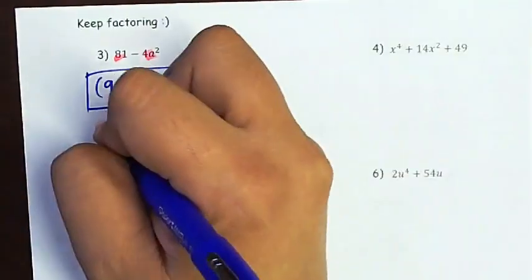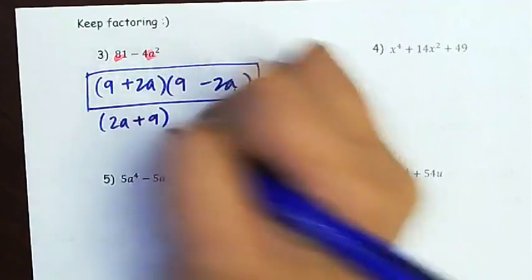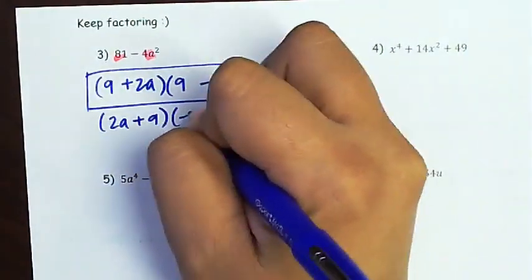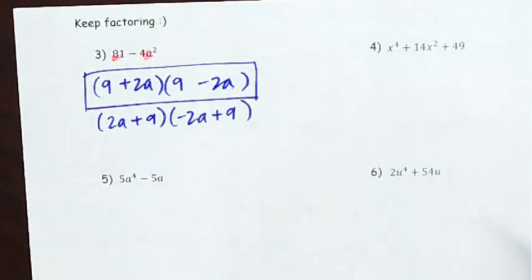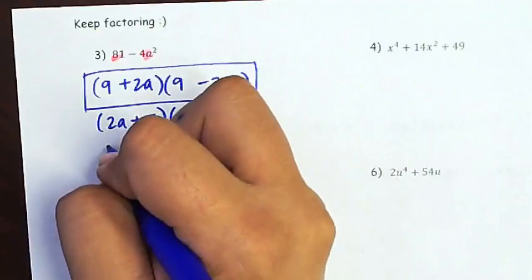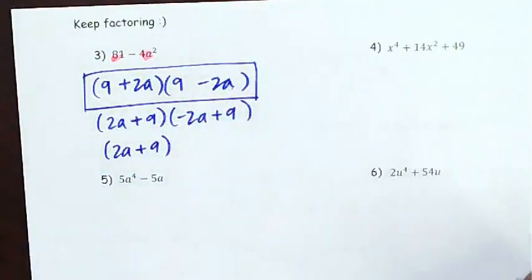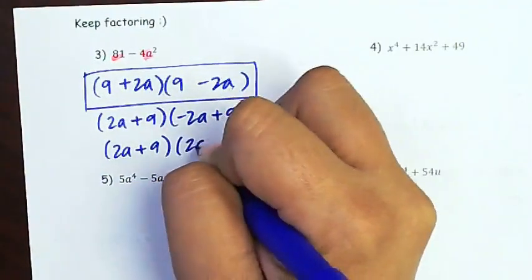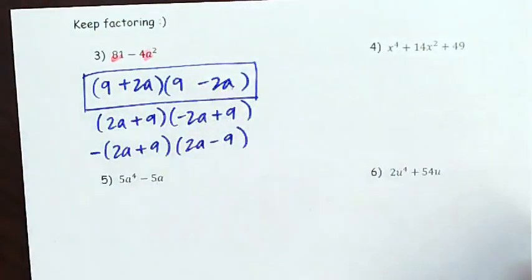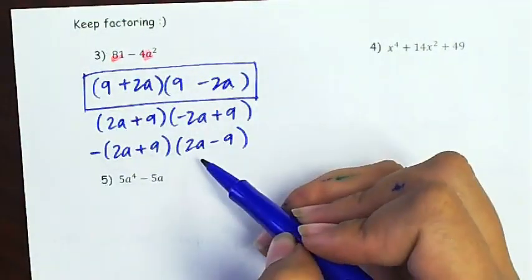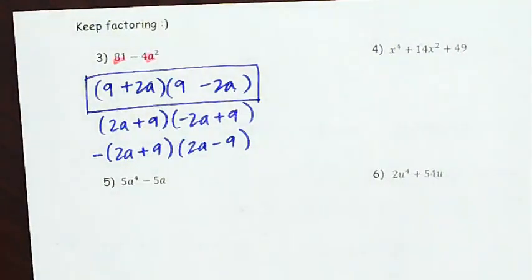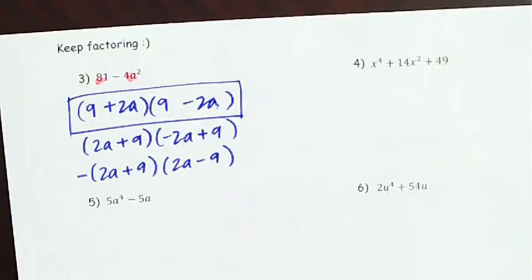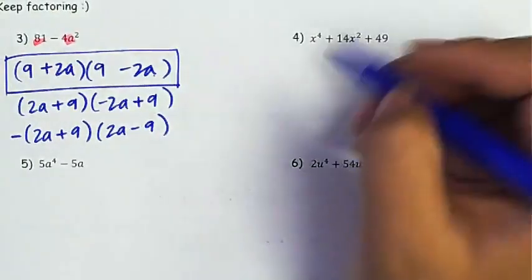I like letters to be first. So just letting you know that it can be written as 2a plus 9 and negative 2a plus 9, like if I write the letters first. But you should also note that it can also be written as 2a plus 9. And if I really wanted this to be 2a minus 9, I would have to take out a negative, because then a negative times 2a is negative 2a, and a negative times negative 9 is positive 9. So just know that they can all be good. They're all good answers.